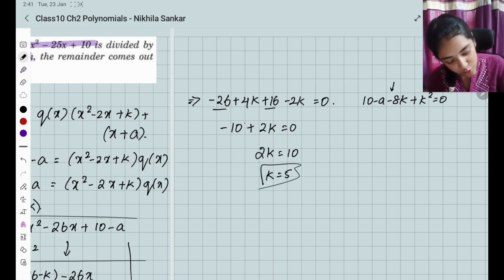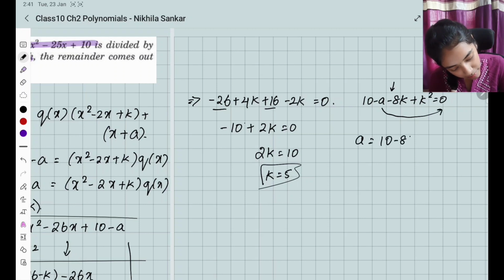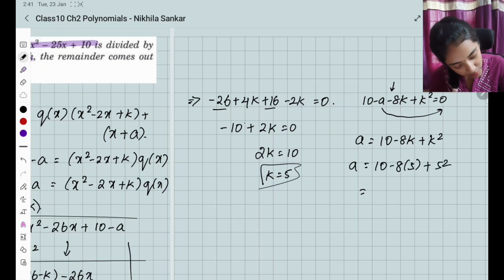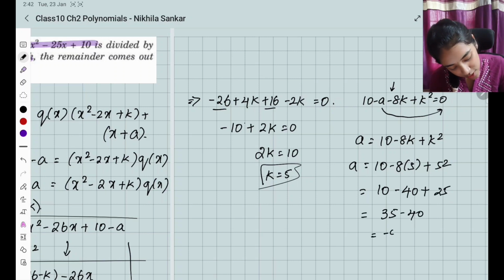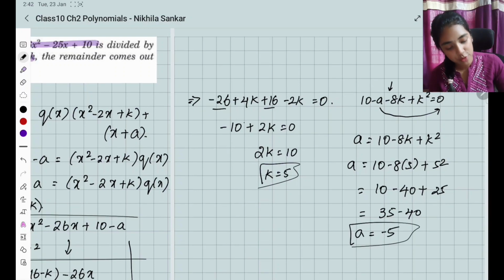Okay, இப்போ இதை இங்க substitute பண்ணி a கண்டுபிடிக்கலாமா? When I take a to the other side, I have a equals 10 minus 8k plus k square. So a equals 10 minus 8 into 5 plus 5 square. So this is going to be 10 minus 40 plus 25. 25 plus 10 and 35 minus 40. So this is going to be minus 5. So we have also found the value of a.